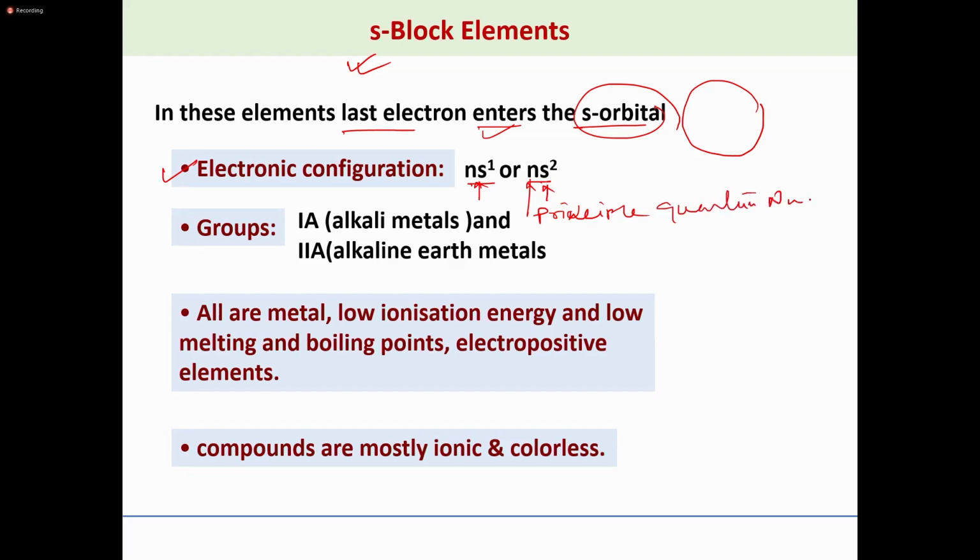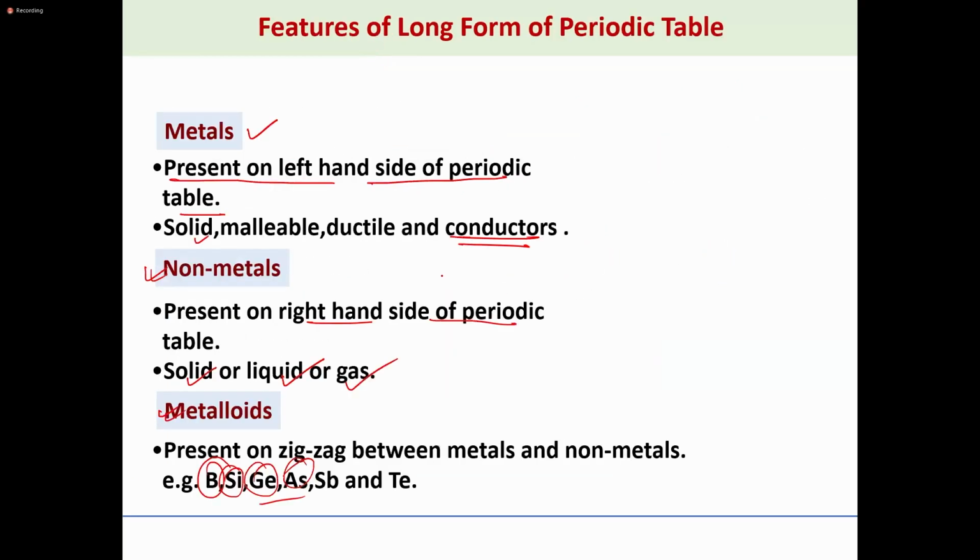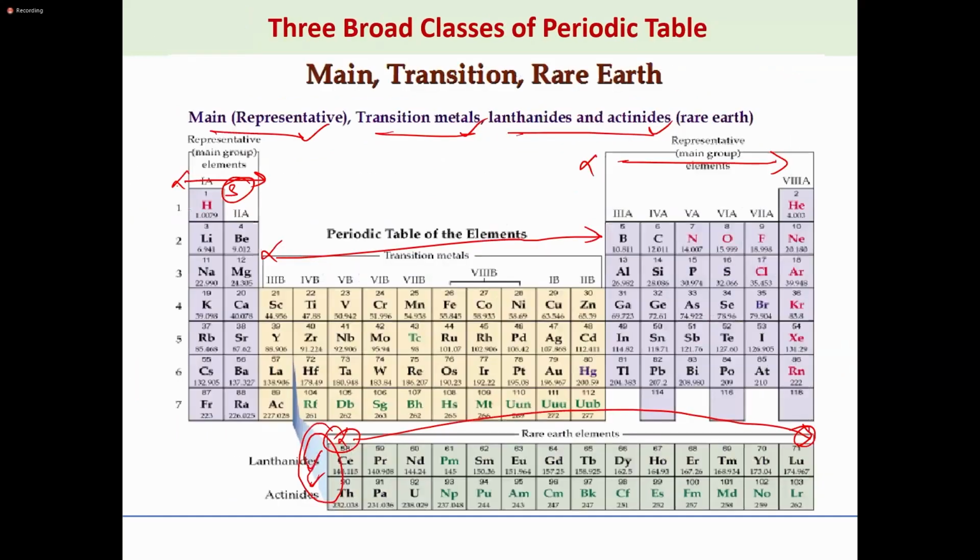n is the principal quantum number. Okay, so the electronic configuration will be ns1 and ns2. ns1 is for the alkali metals and ns2 is for the alkaline earth metals. So for the alkali metals, it will be ns1, and for the alkaline earth metals, it will be ns2. And if you see this group, all are metals, S block elements. So these are actually the S block elements. These S block elements all are metals.